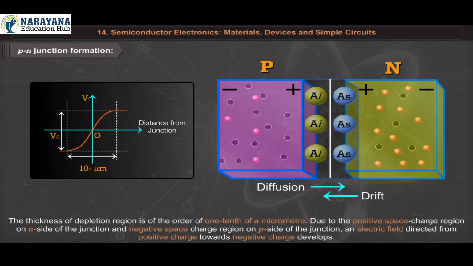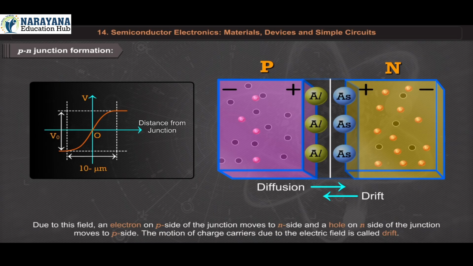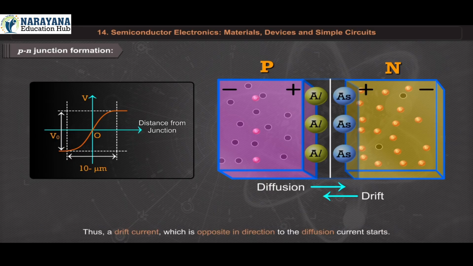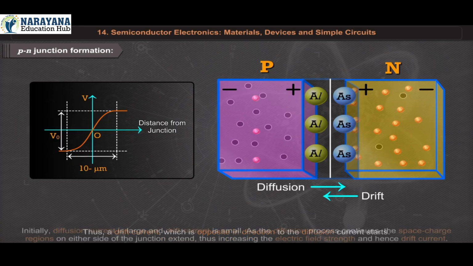Due to the positive space charge region on the n side of the junction and the negative space charge region on the p side of the junction, an electric field directed from positive charge towards negative charge develops. Due to this field, an electron on the p side of the junction moves to the n side and a hole on the n side of the junction moves to the p side. The motion of charge carriers due to the electric field is called drift. Thus, a drift current, which is opposite in direction to the diffusion current, starts.